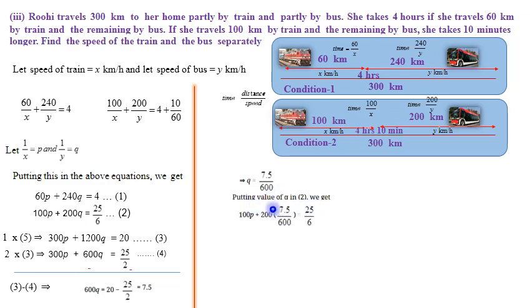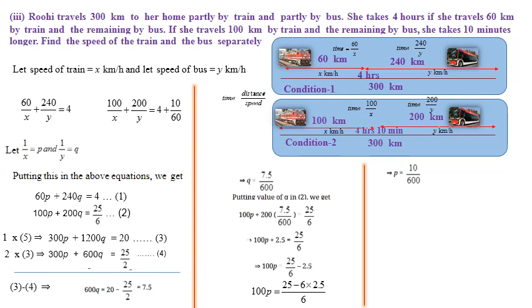Next, putting this value in equation number 2, what we will get is 100p plus 200 into q, that is 200 into 7.5 by 600, equal to 25 by 6. Calculating 100p plus this calculation together, you will get 2.5, equal to 25 by 6. Then 100p is equal to 25 by 6 minus 2.5, just to take 2.5 minus 6 into 2.5 divided by 6 here. Then finally the answer becomes p is equal to 10 divided by 600.